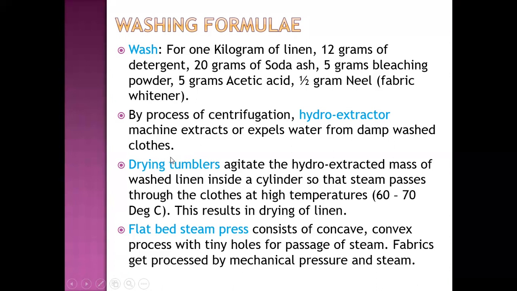And after this, drying tumblers agitate the hydro extracted mass of washed linen inside a cylinder so that steam passes through the cloth at high temperature, resulting in drying of linen. Then there is the flat bed steam press, which consists of concave convex plates with tiny holes for passage of steam. Fabric gets processed by mechanical pressure and steam.